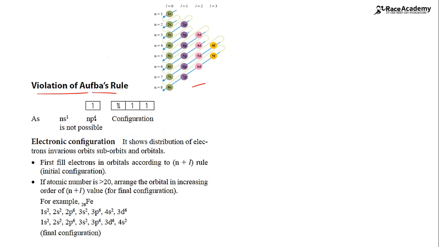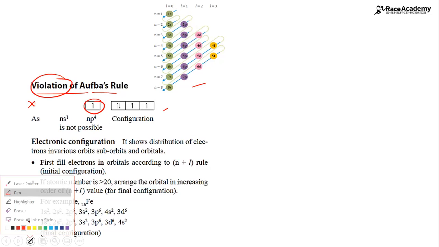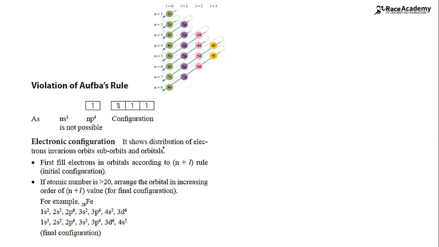See, ns1 np4. The ns is not completed, but they have filled the p orbital. So that is not possible according to the Aufbau rule, which is wrong. This is why it is called a violation of the Aufbau rule. Now let us see the electronic configuration of some of the species here.